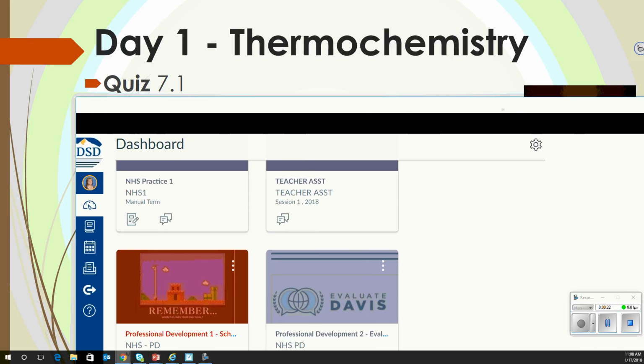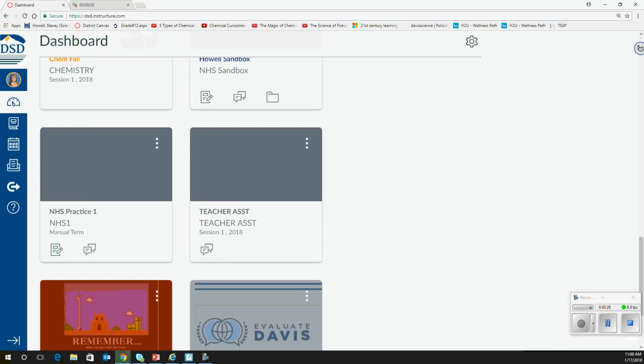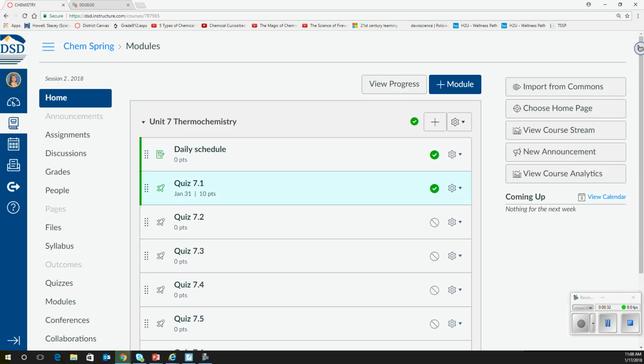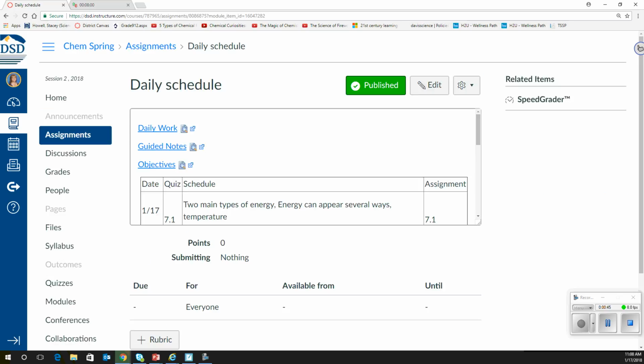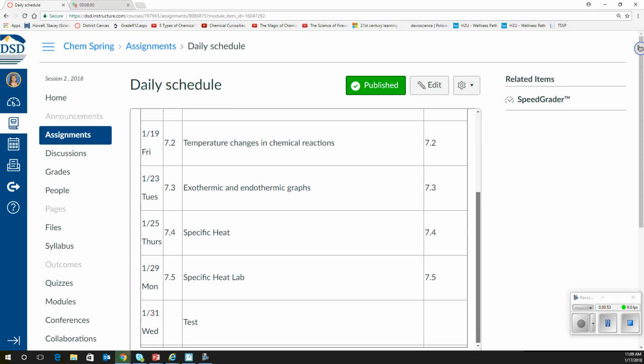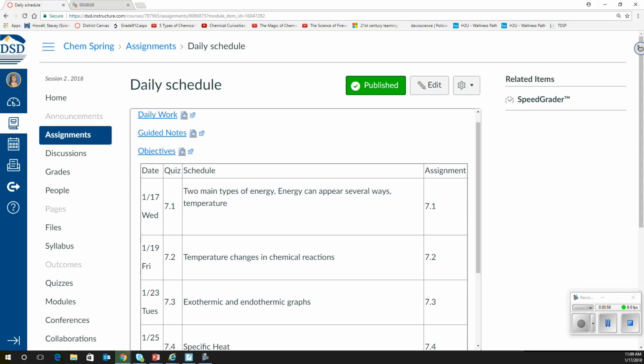Now, as you go in, you need to make sure that you choose Chemistry Spring, okay? That's the one that you want to go into if you didn't already. As you go in, I will always have the units up there. There will be your quizzes, but there will also be a daily schedule. This is going to be important to you because underneath daily schedule, this is where you can go if you're sick or you're going to be gone a day. I have got the whole unit in here for you and what we're doing and when the test is. So you can see right away what we're doing and when the test is.